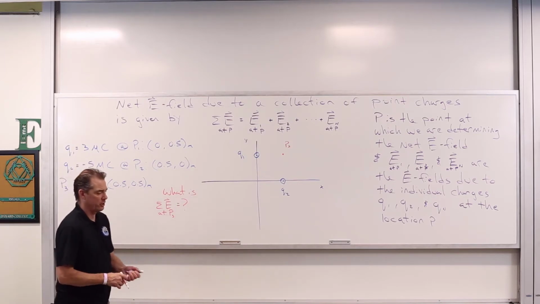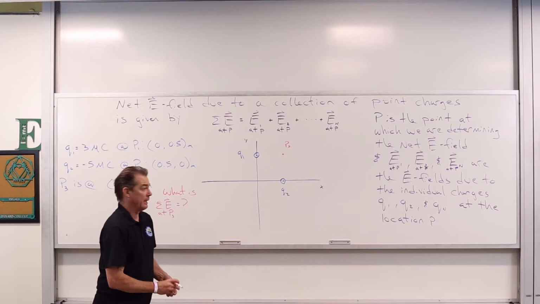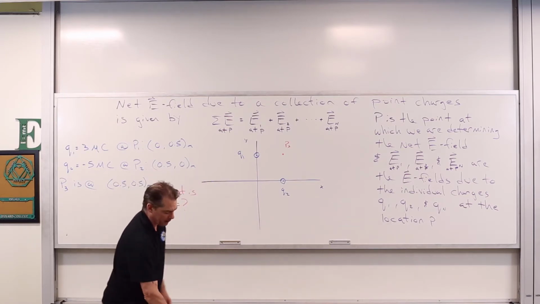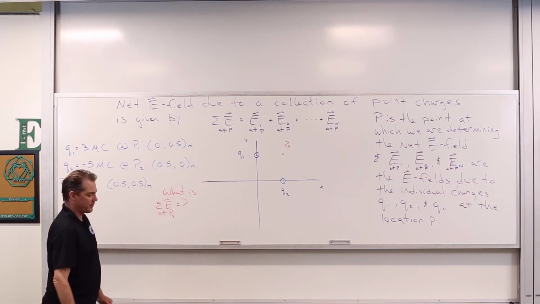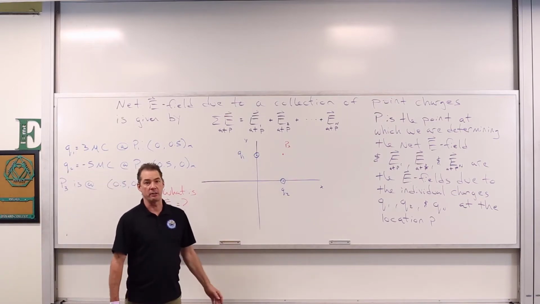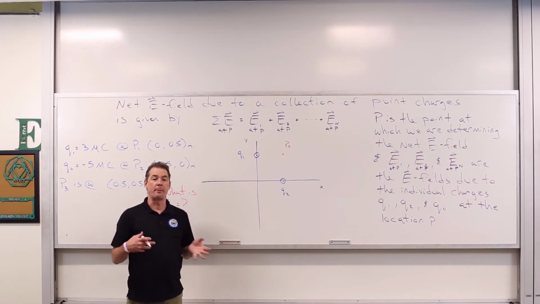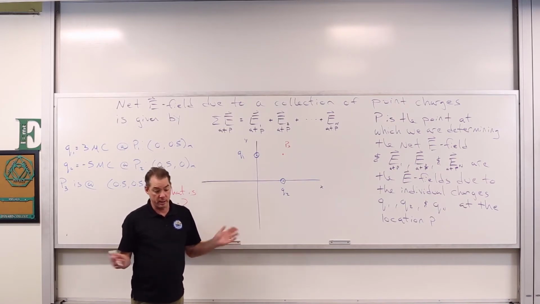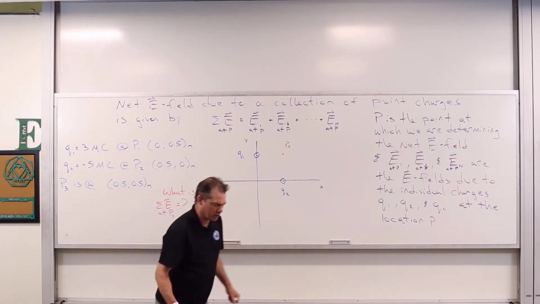So if we want the magnitude and direction, we first figure out what it is in unit vector notation and go from there. So what do we got with this? Well, we have two charges that each produce a field at that location. And it's the vector sum of those individual fields that we're interested in, the overall field at that location.